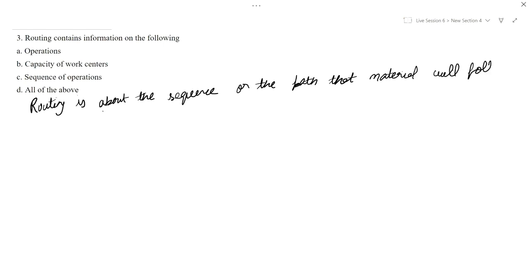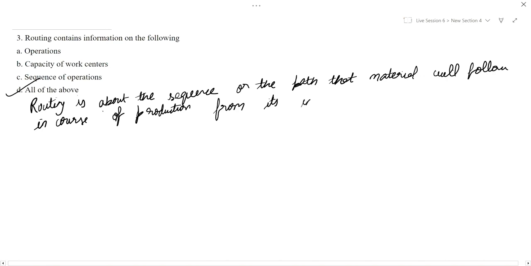So routing is about the sequence or the path that material will follow in course of production, from its initial raw stage to the final finished product stage.